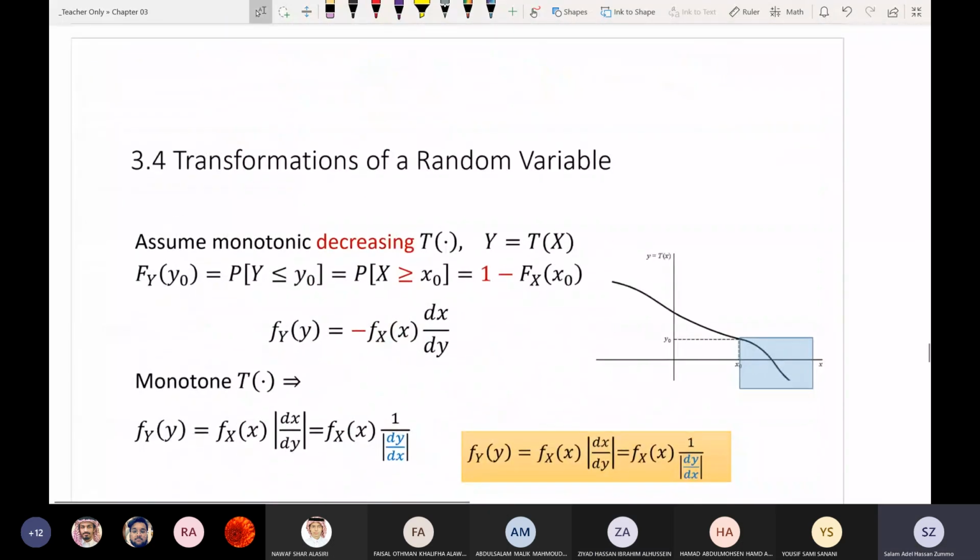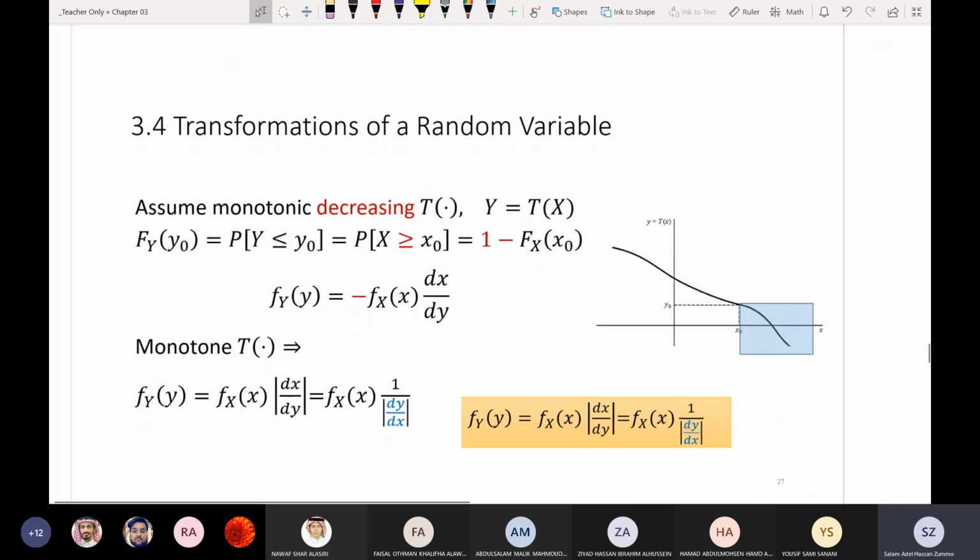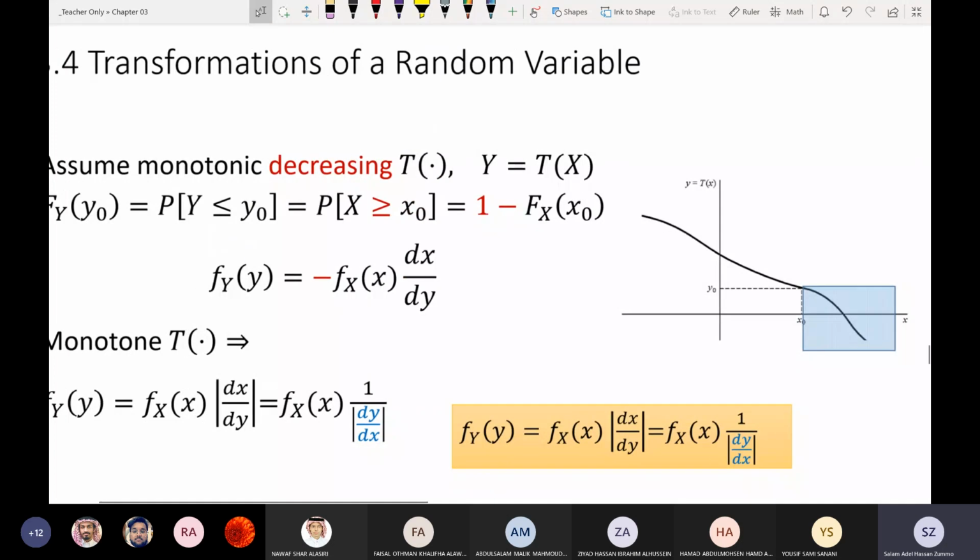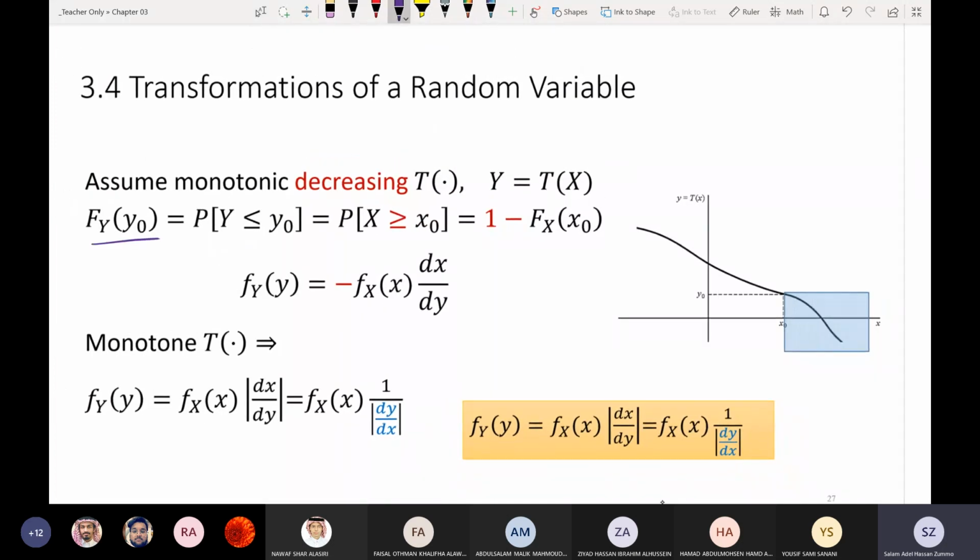Now, if we have a decreasing function, it's the same concept, except that the range will be different. If we start with the same concept, F_Y(y0), which is the probability that Y is less than or equal to y0. If this is y0, then this is the range, right? However, this corresponds to what? The function is decreasing. So if this is x0, this corresponds to the range that X is larger than or equal to x0. Right?